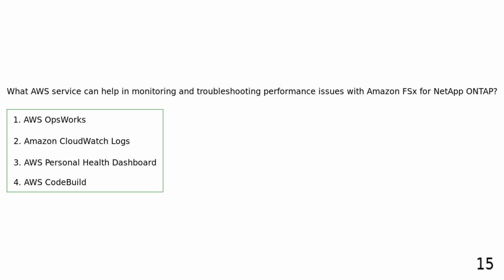What AWS service can help in monitoring and troubleshooting performance issues with Amazon FSx for NetApp ONTAP? AWS OpsWorks. Amazon CloudWatch Logs. AWS Personal Health Dashboard. AWS CodeBuild.